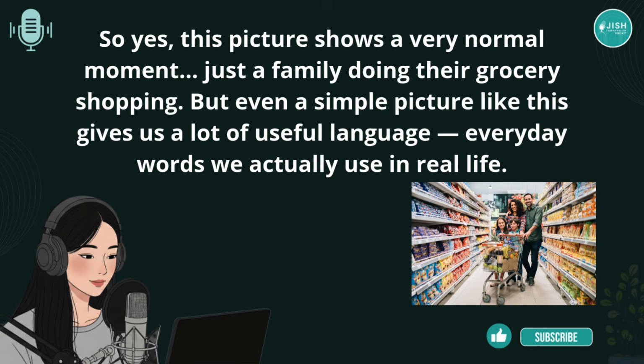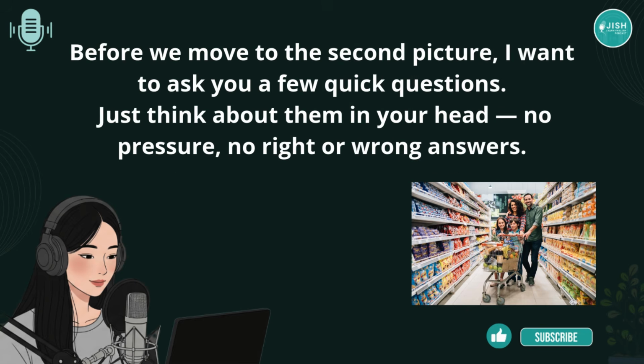But even a simple picture like this gives us a lot of useful language, everyday words we actually use in real life. Before we move to the second picture, I want to ask you a few quick questions. Just think about them in your head. No pressure, no right or wrong answers.